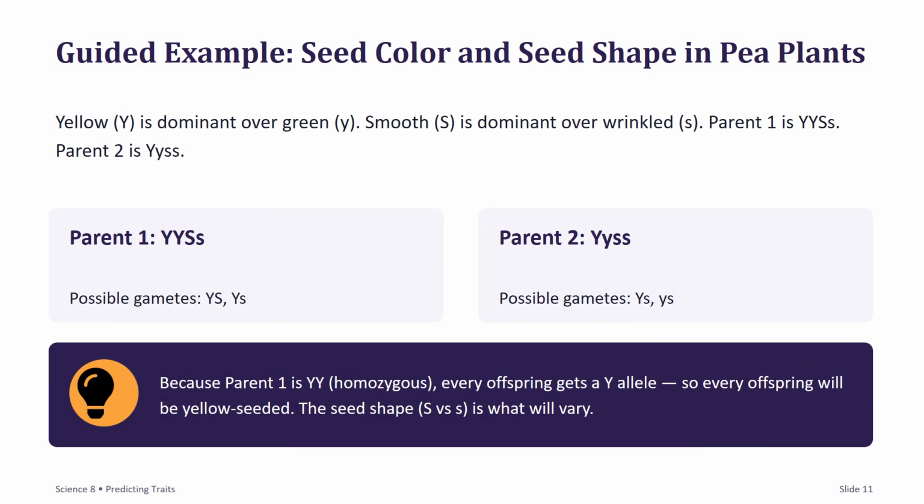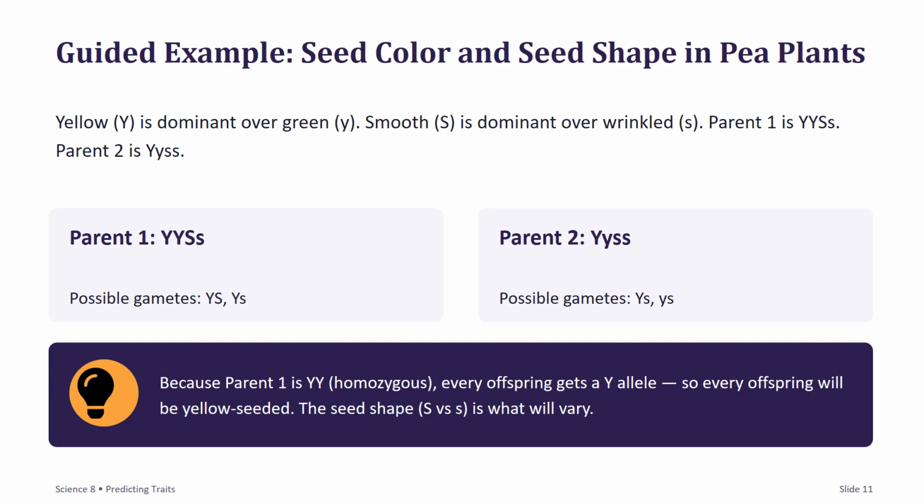Let's try a dihybrid cross example, using seed color and seed shape in pea plants. Yellow, represented by capital Y, is dominant over green, lowercase y. Smooth, represented by capital S, is dominant over wrinkled, lowercase s. Parent 1 is YYSs. Parent 2 is yySs. For parent 1, capital Y capital Y capital S small s, the possible gametes are capital Y capital S and capital Y small s. For parent 2, small y small y capital S small s, the possible gametes are small y capital S and small y small s.